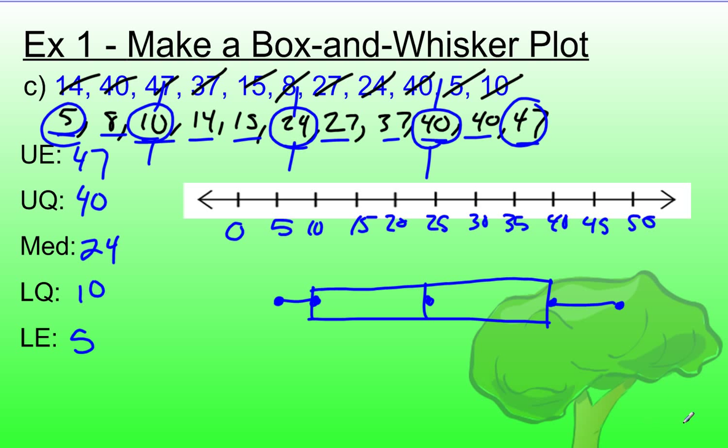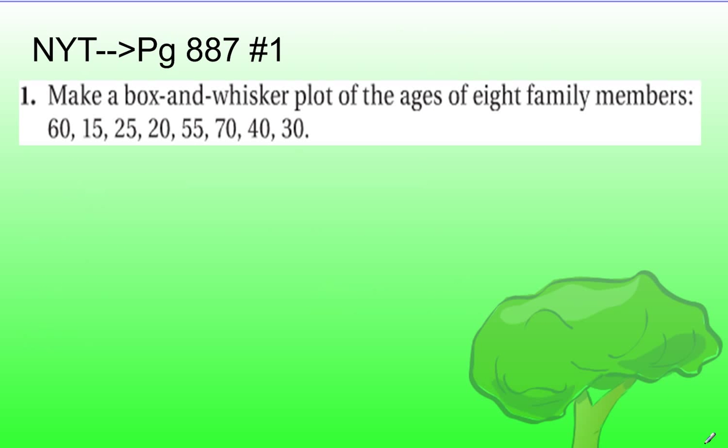So now, one problem for you to try from the textbook. This is page 887, number 1. Go ahead and make a box and whisker plot of that information. When you're ready to continue, hit play, and we'll go through it together.